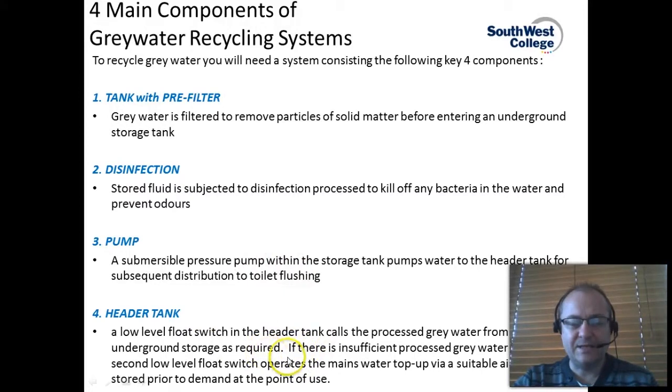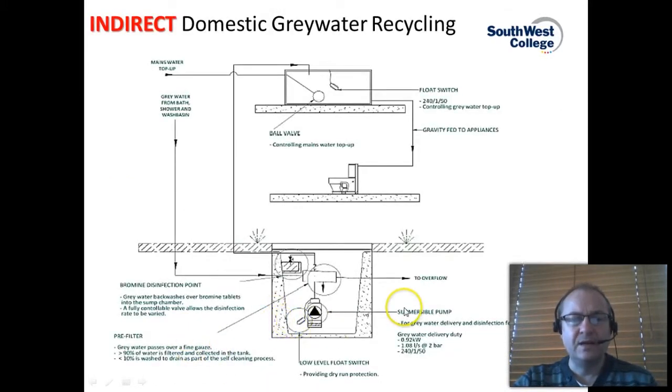Domestic applications will tend to have a backup, so if there's insufficient greywater available, a second low level switch will operate, which will top up the header tank via a pseudo air gap, as we've seen in a previous lesson. Basically it'll top it up from the mains water and store it prior to use and demand. So here's a schematic of an indirect domestic greywater recycling system.